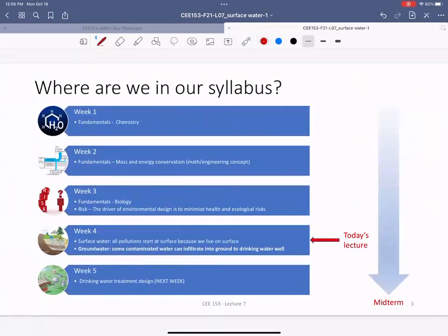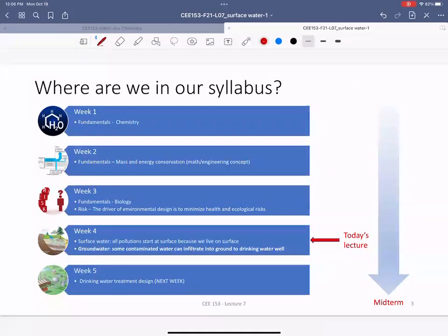All right, so how are we doing as part of the syllabus? This is our progress. In the very first week, we learned a little bit about chemistry background. In the second week, we learned a little more about mass balance concepts, and we have been solving questions on that for a while. And in week 3, we learned about biology as well as risk.